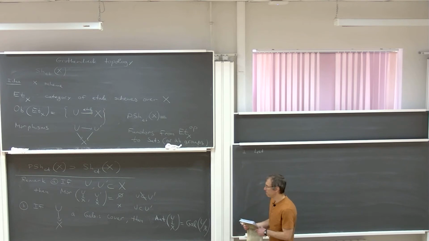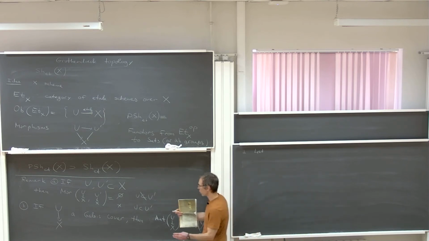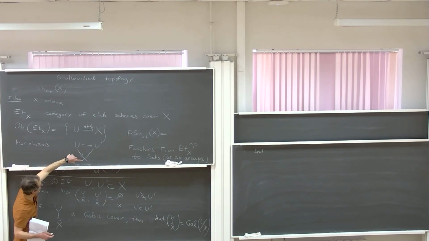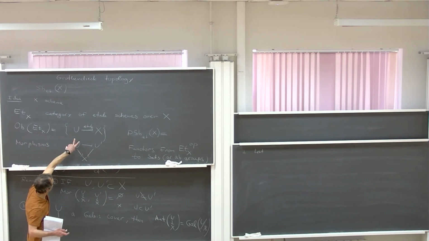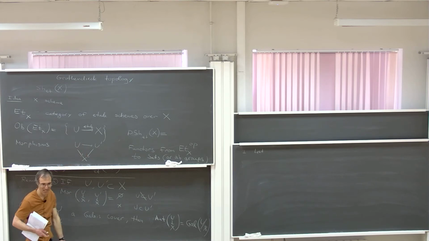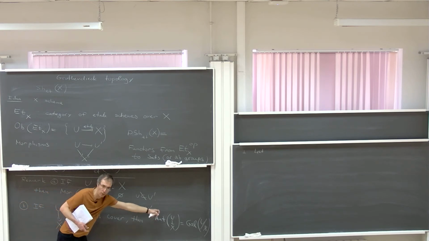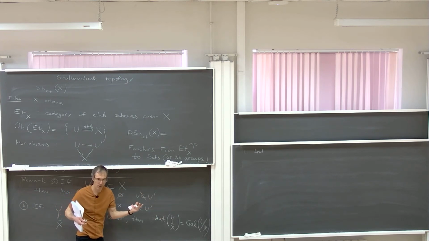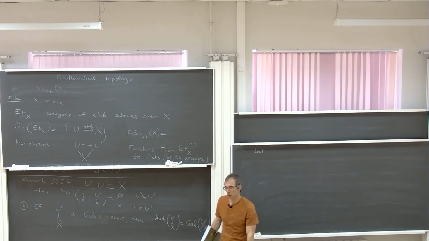So we will refer to objects of this category, so pairs of a scheme together with an étale morphism, as étale open sets of X. So these are kind of our substitute for open subsets. And the main difference, again, that I wanted to point out here is that now open sets have automorphisms, non-trivial automorphisms.